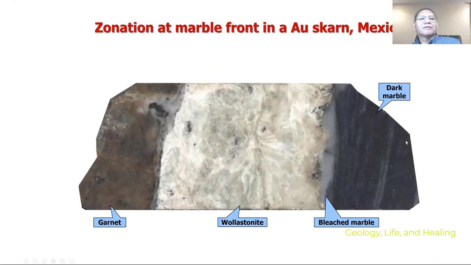This is zonation at the marble front in a gold skarn in Mexico. And we have this garnet. We have this wollastonite and this bleached marble zone and dark marble. So dark marble is because in the sedimentary rock, it's natural to have carbon as part of the rock. So when it's not leached out, it's black like that, or dark.